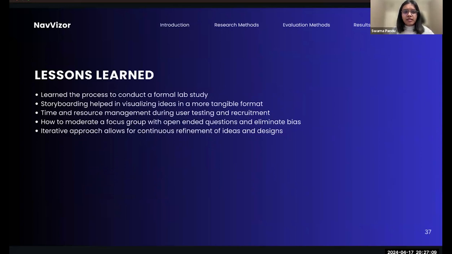We learned a great deal with our Capstone project. We learned how to conduct a formal lab study. We learned that storyboarding is a great method to visualize ideas in a tangible way. We learned how to manage time and resources during user testing and recruiting, and how to moderate focus group interviews. Most importantly, design is a continuously iterative process, and there's always room for improvement.